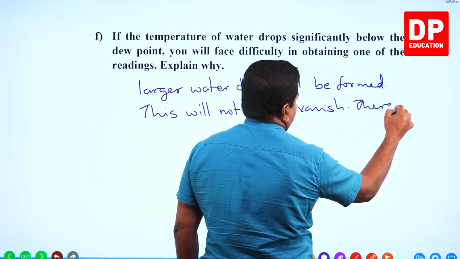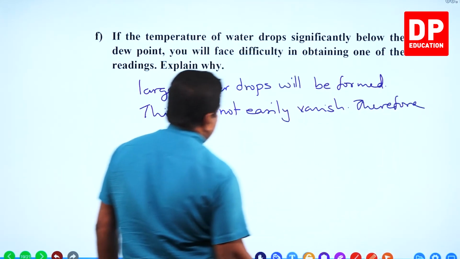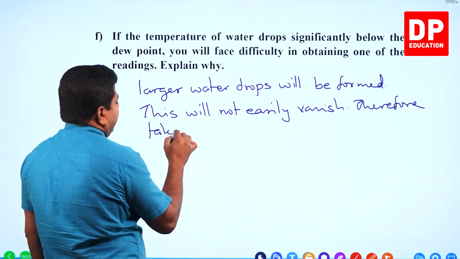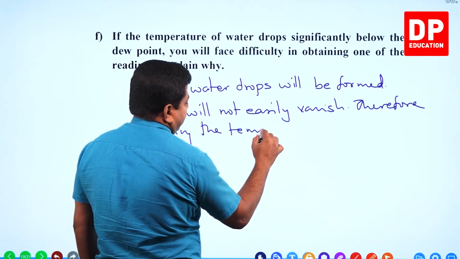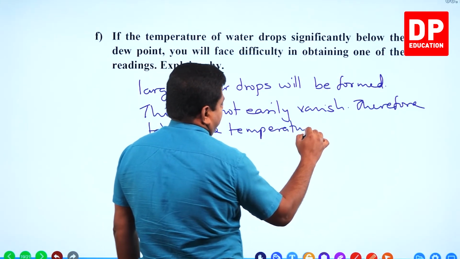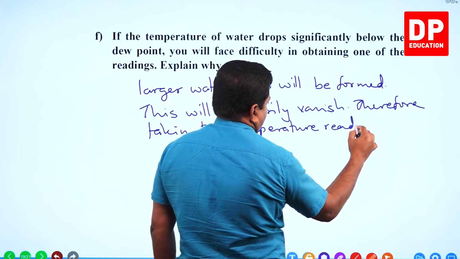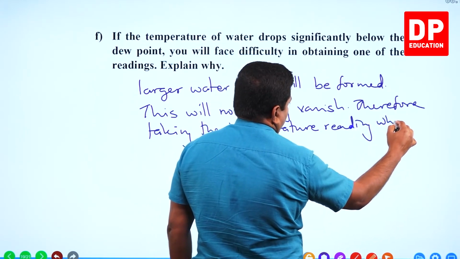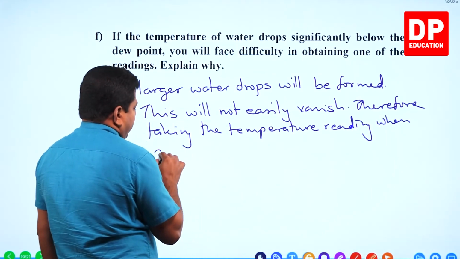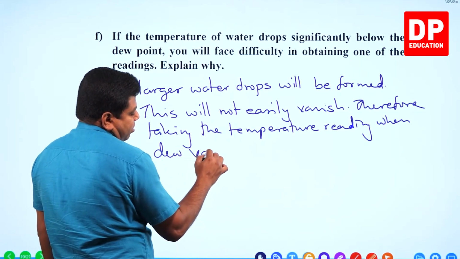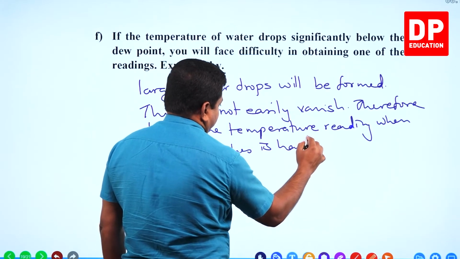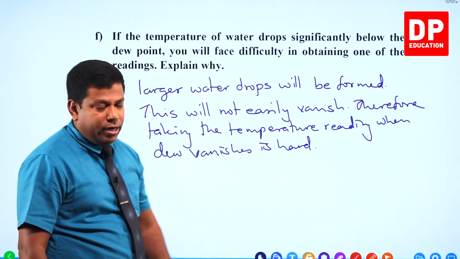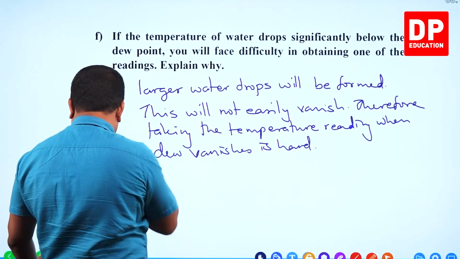Therefore, taking the second reading of temperature, taking the temperature reading when dew vanishes is hard. That will be hard. Next.